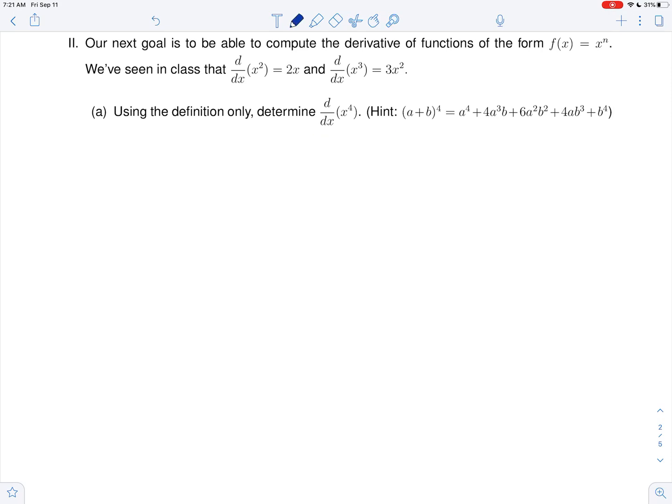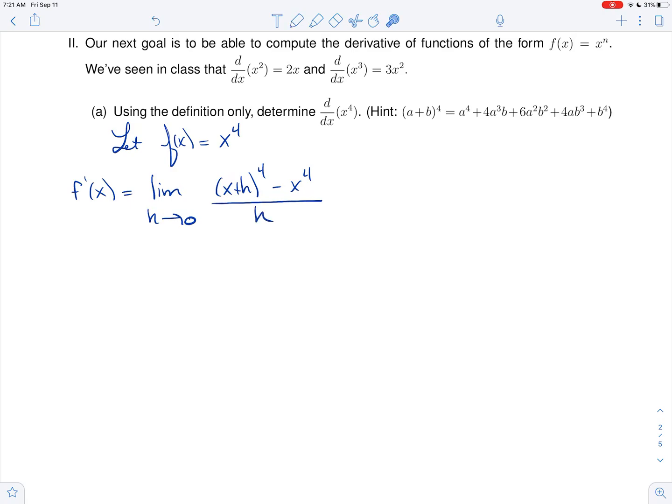I typically do this in class as sort of a big class exercise. So I am going to be careful with my notation. This notation means take the derivative of that. And so I find it easiest to say, look, let's let f of x equal x to the fourth. And then I want to compute f prime of x, which is the limit as h goes to 0 of (x plus h) to the fourth minus x to the fourth, all over h.